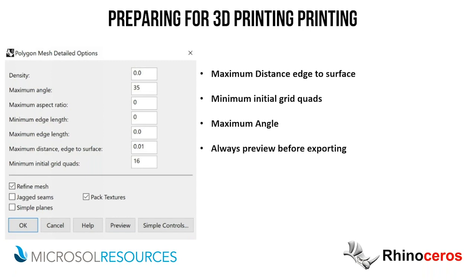And additionally, the minimum initial grid quad setting makes sure that flatter areas have enough polygons to look smooth. Sometimes, if surfaces are a little bit off, the triangles might create some weird looking facets, and minimum initial grid quads just makes sure that if it's relatively planar, it keeps it looking smooth.